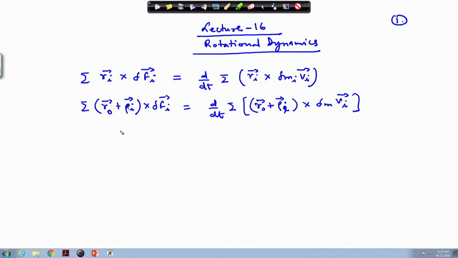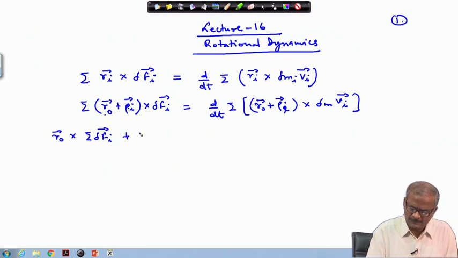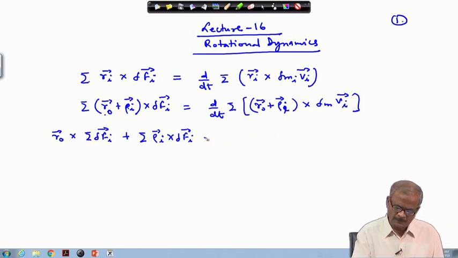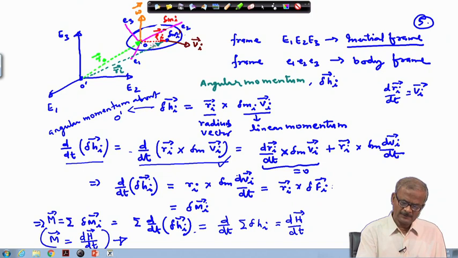Here in this equation we first expand it. This term does not depend on the summation operator, therefore we can take it outside and write this as R0 cross delta f_i, plus the next term. Here I cannot take rho_i outside the summation sign, because as we saw in the figure, this rho_i is referred to this point and is part of this body.